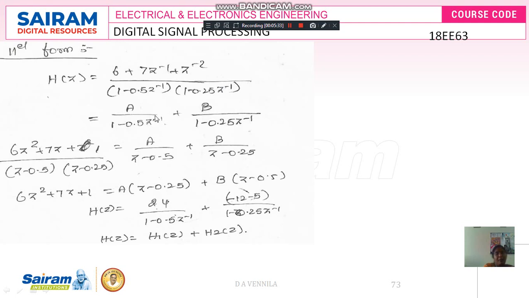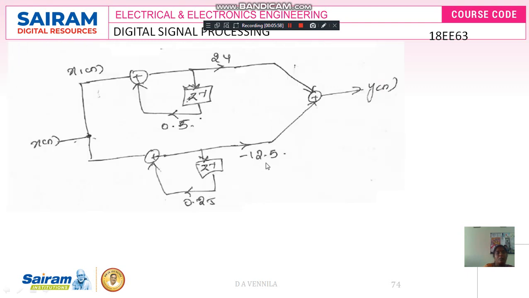But in parallel realization, parallel means adding one transfer function with the other transfer function, so only we are going to use the partial fraction method. Using the partial fraction method we split the equation like this. First the a value and b value you have to find, and then this is h1 of z and this is h2 of z. Both you have to add with the common input and common output. This is about parallel realization.